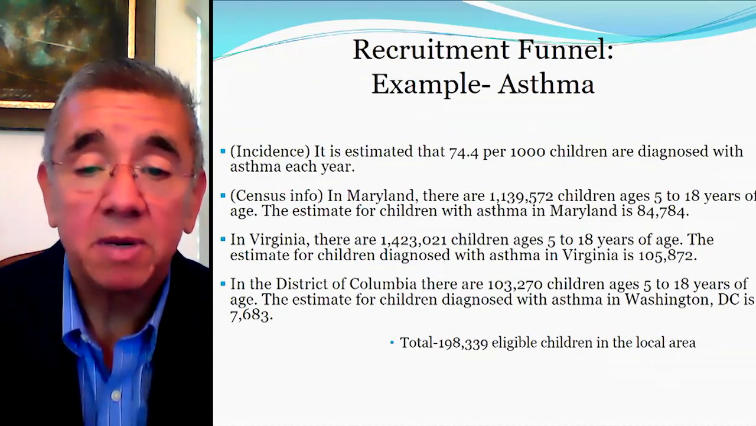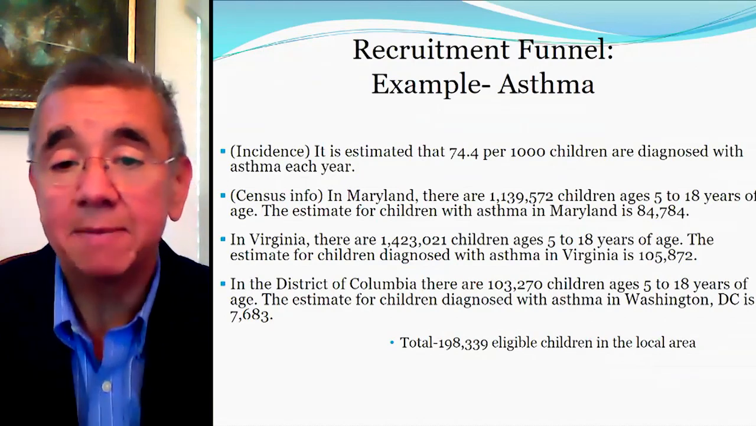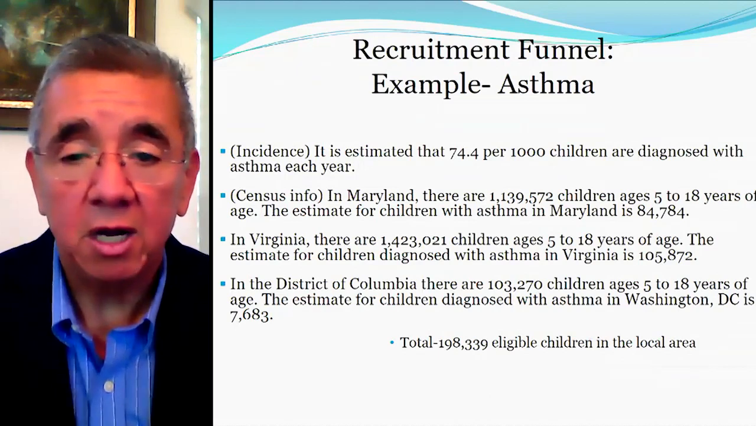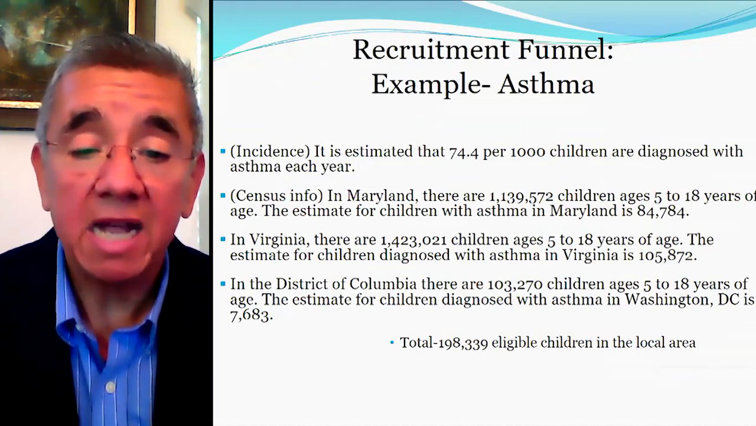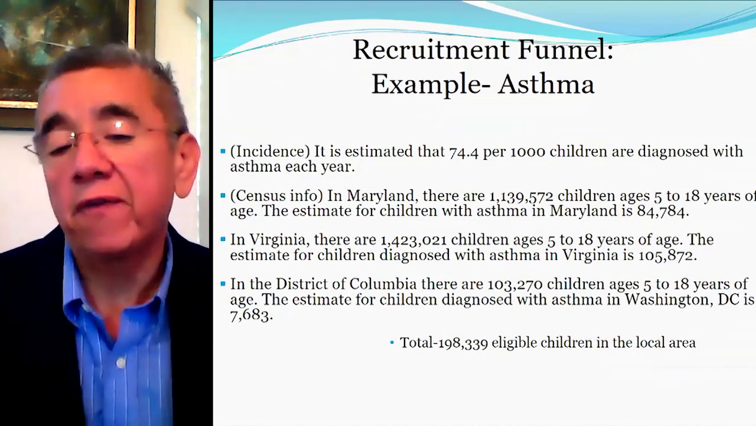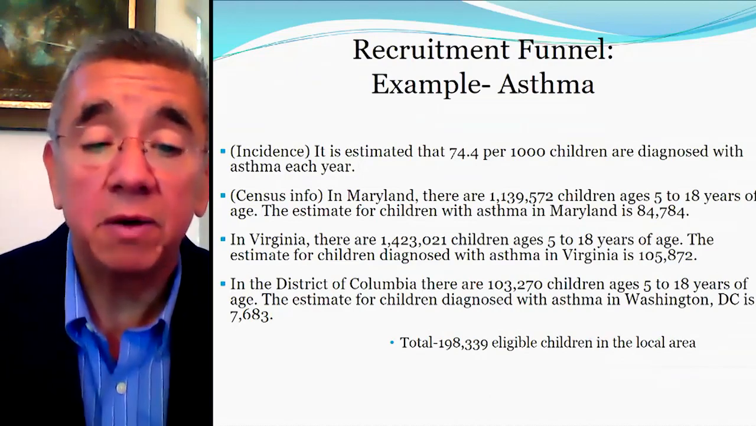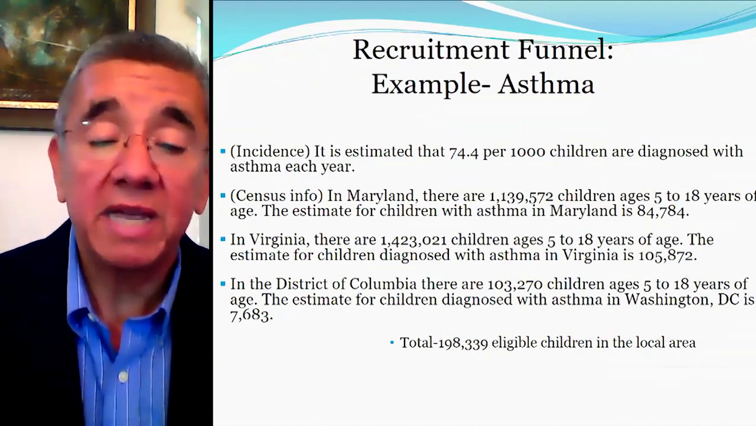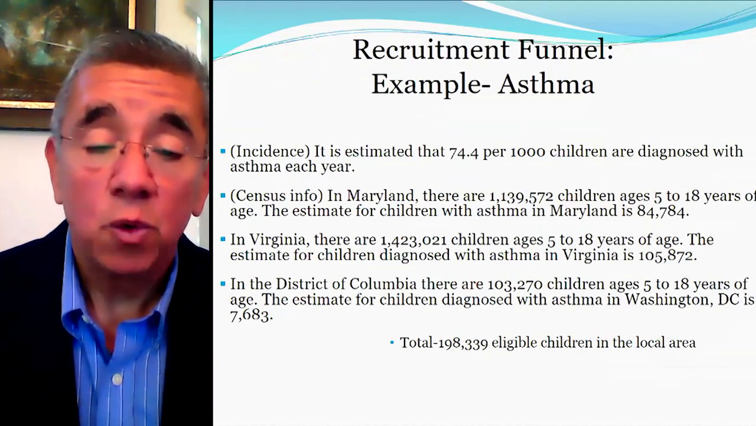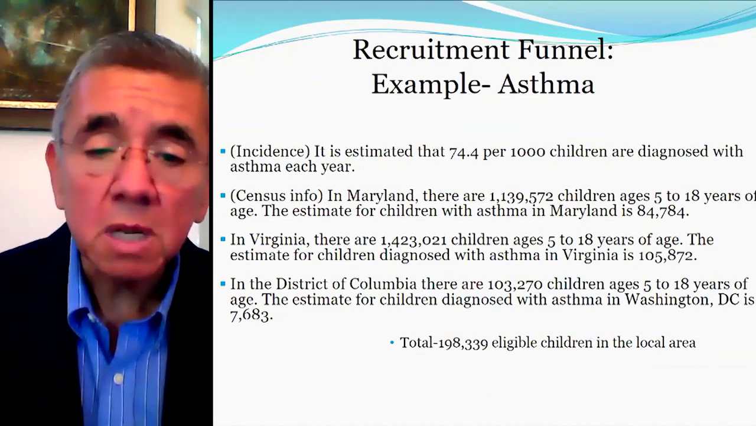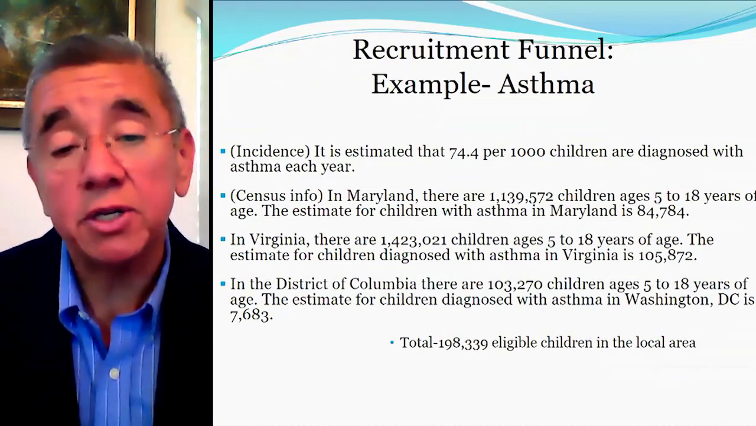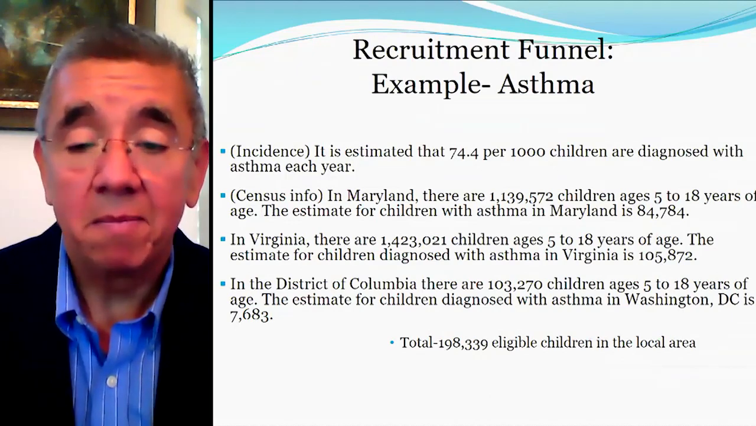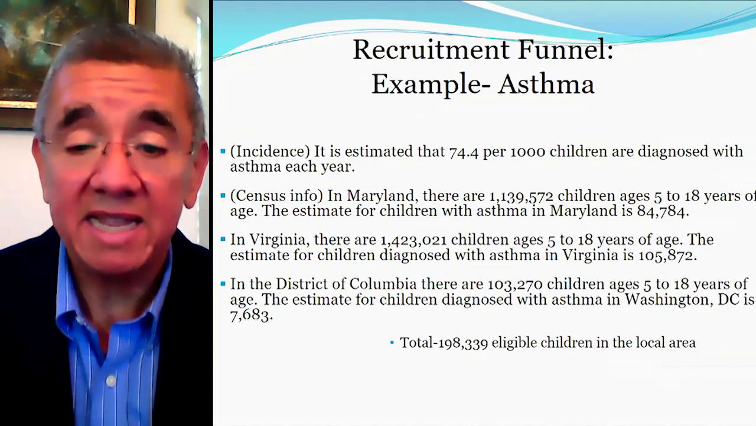And this asthma example is really good because we know that we can get our target audience. Sometimes the study is only looking for 200 people, and we know that we have 198,339 people. So we know that we can get our target audience within our area. But there are others that are harder to get, because asthma is a very common condition, but the more rare the condition, the harder it gets.